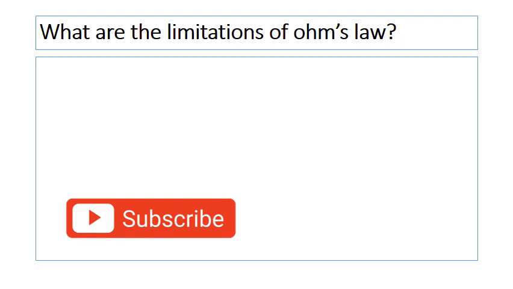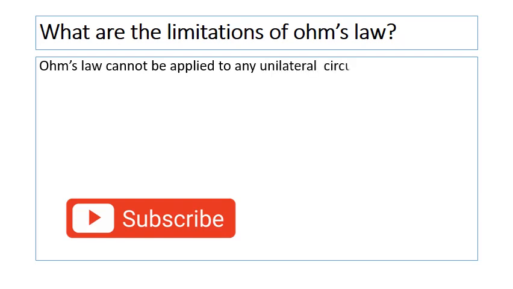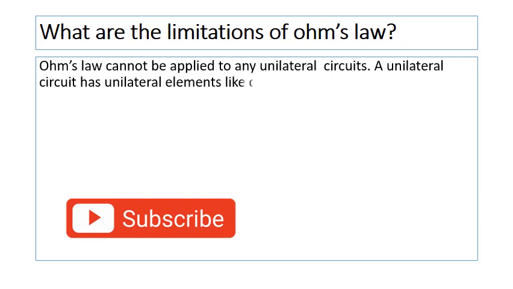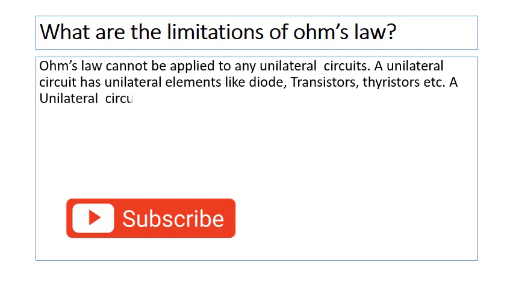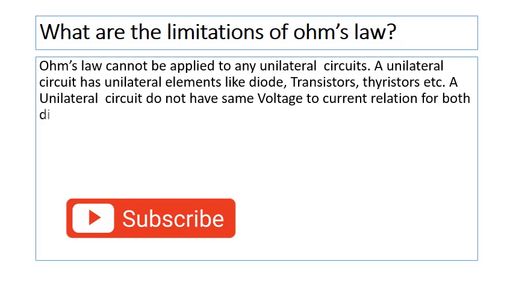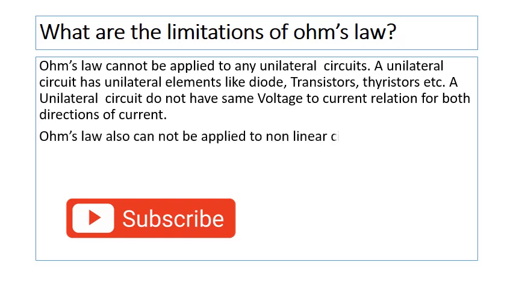What are the limitations of Ohm's law? Ohm's law has the following limitations. Ohm's law cannot be applied to any unilateral circuit. A unilateral circuit has unilateral elements like diodes, transistors, thyristors, etc. A unilateral circuit does not have the same voltage to current relation for both directions of current. Ohm's law also cannot be applied to non-linear circuits where voltage and current are not proportional.